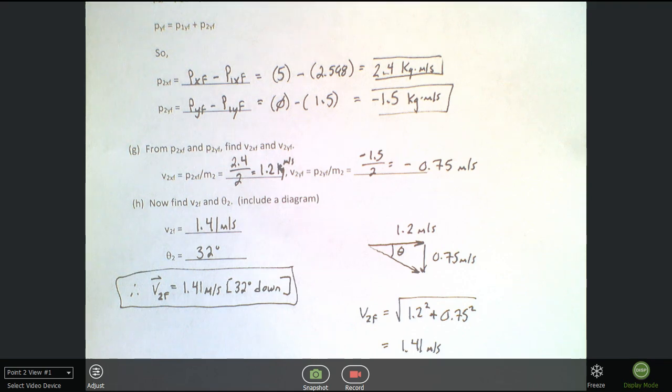Okay, in the next tutorial, we're going to look at how to calculate it for inelastic collisions. And then in our third tutorial, we'll try some examples.